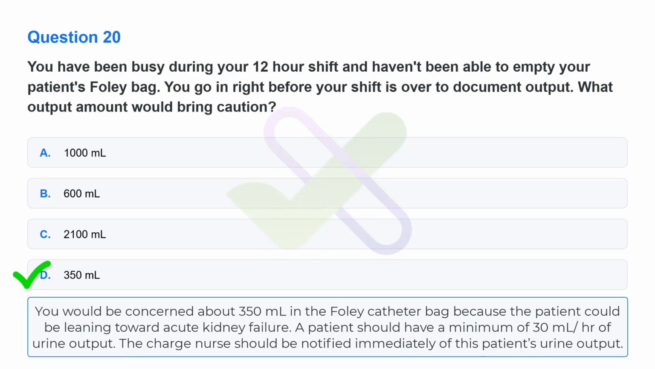Correct answer, D. 350 milliliters. You would be concerned about 350 milliliters in the Foley catheter bag because the patient could be leaning toward acute kidney failure. A patient should have a minimum of 30 ml/hr of urine output. The charge nurse should be notified immediately of this patient's urine output.